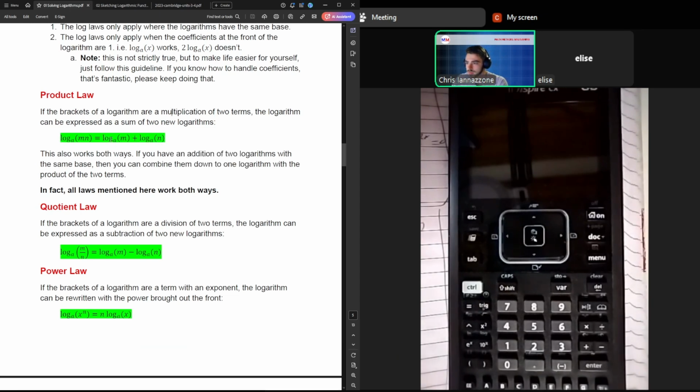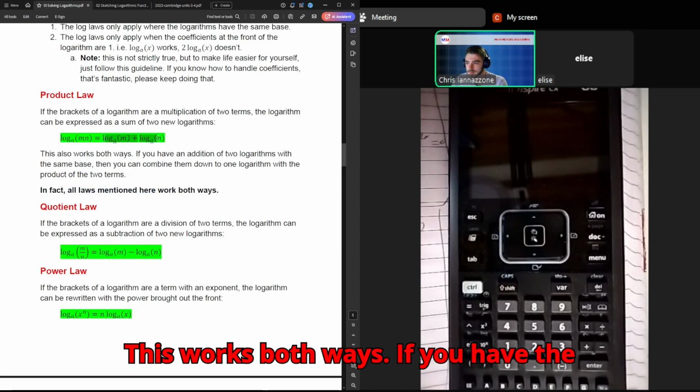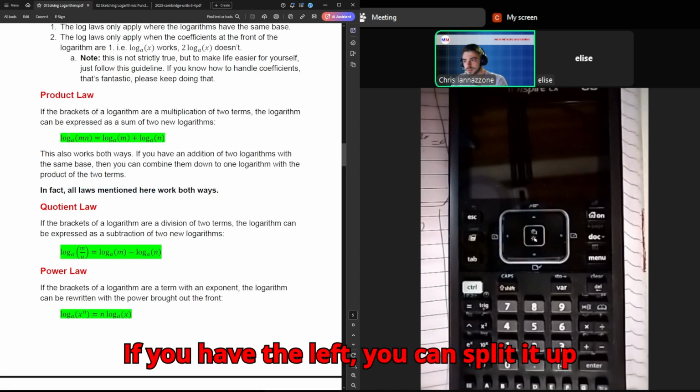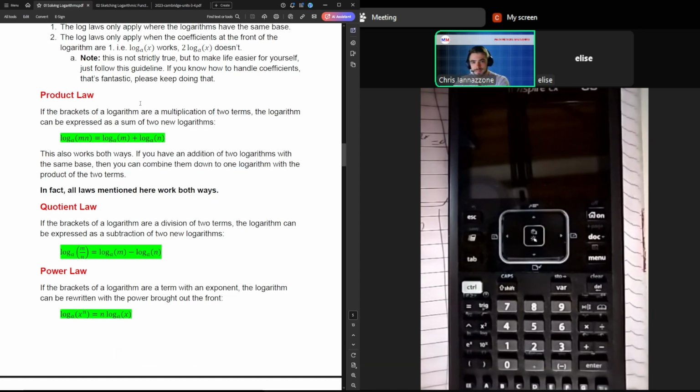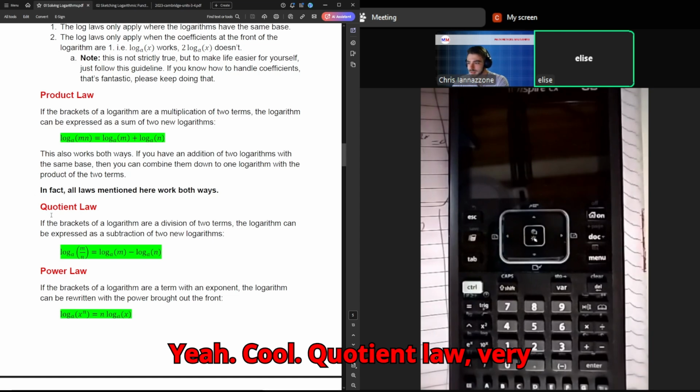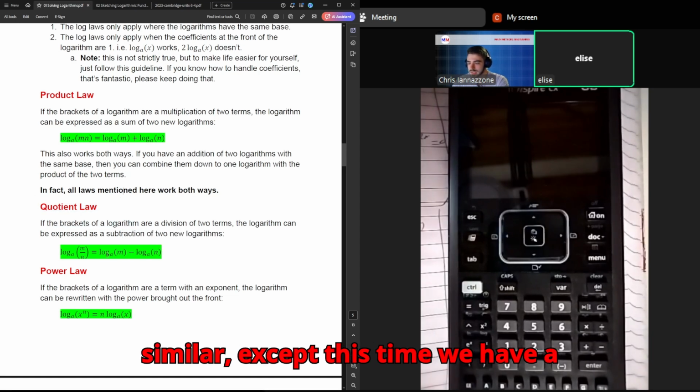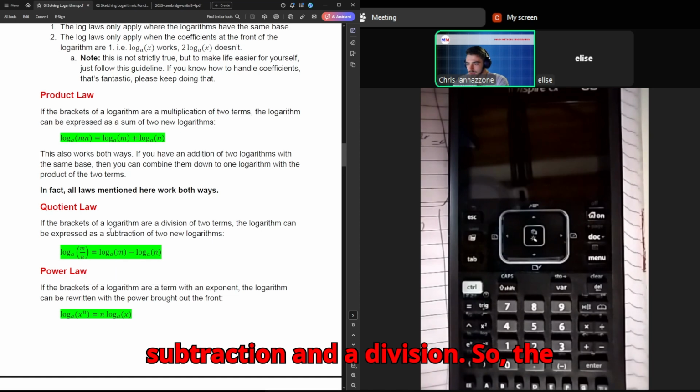So this works both ways. If you have the right, you can replace it with the left. If you have the left, you can split it up into the right-hand side. Clear enough? Yeah. Cool. Quotient law, very similar, except this time we have a subtraction and a division.